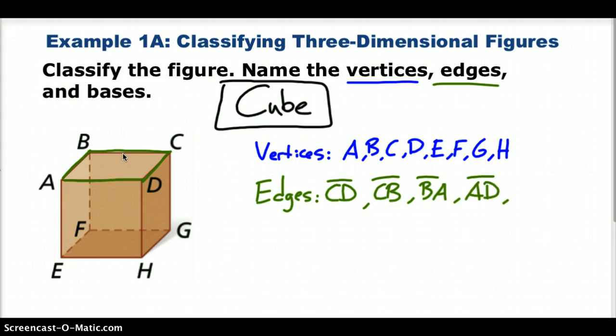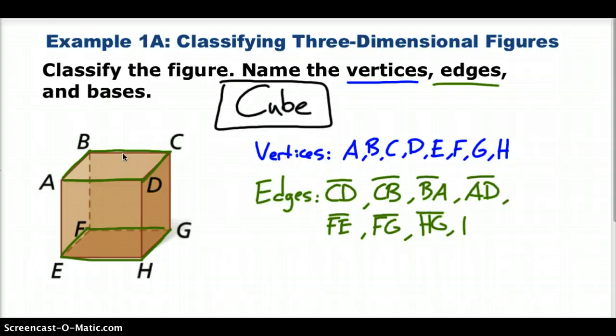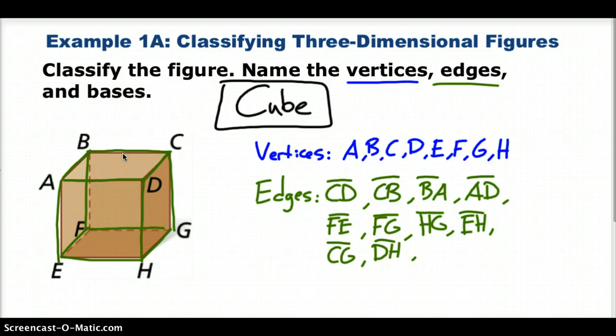Let's continue. I could call FE an edge. I could call FG an edge. We call HG an edge, and then HE is another edge. There's more. I could call CG an edge, I could call DH an edge, and AE and BF are also edges.